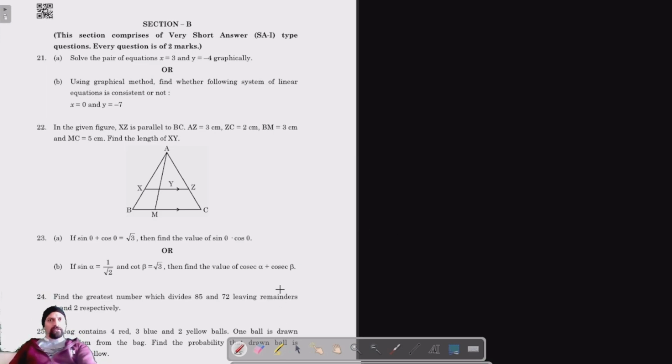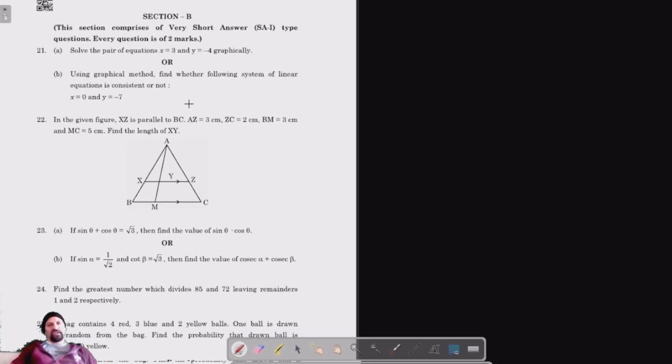Okay, so we are in section B, and this section comprises very short answer type questions, and every question is of 2 marks each. So the first one is we have to solve the pair of equations x is equal to 3 and y is equal to minus 4 graphically. So let's sketch its graph.